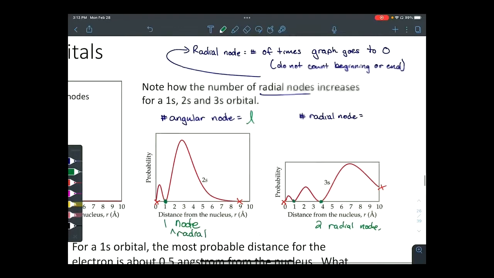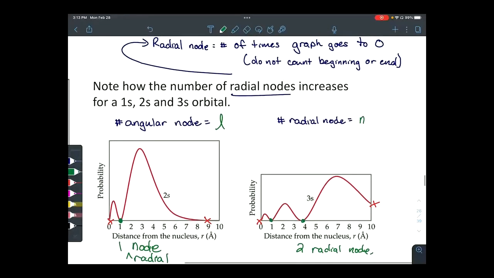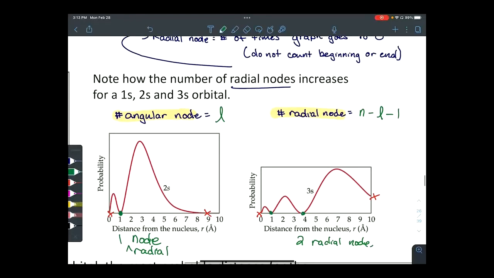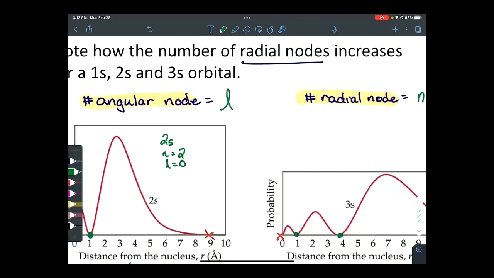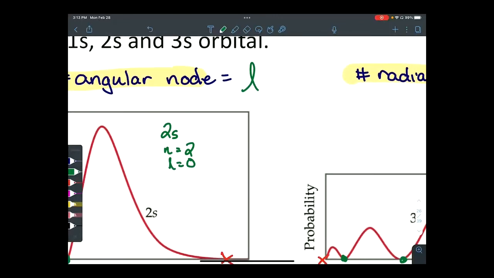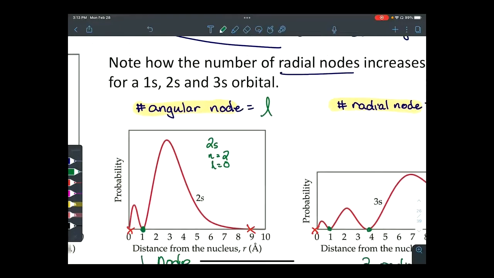So then how we get the number of radial nodes is we take the n value, we subtract the L value, and we subtract 1. This is how we can calculate the number of radial nodes for a specific orbital. So for example, let's just do it for 2s. In a 2s orbital, what is n equal to? 2. What is L equal to? 0. So a question can say, how many angular nodes are in a 2s orbital, and how many radial nodes are in a 2s orbital. So you can just take these equations and determine that.